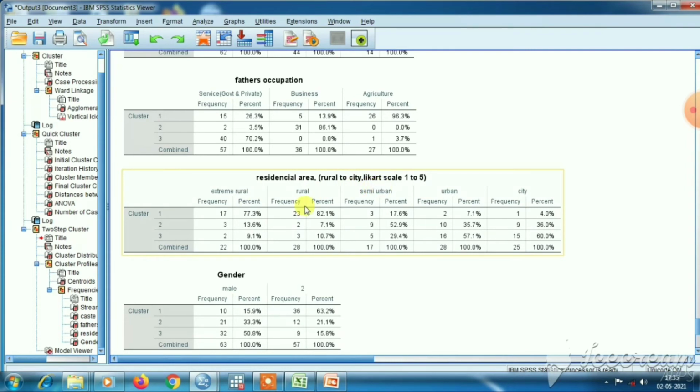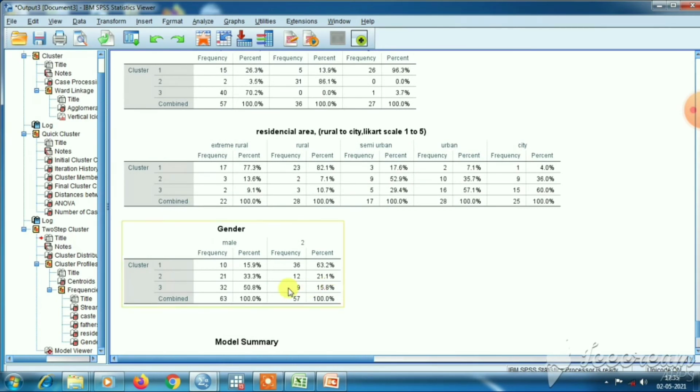Similarly, for residential area, from rural to city on a Likert scale, for extremely rural, cluster 1 has 77.3%, 13.6% in cluster 2, and 9% in cluster 3. Similarly rural, semi-urban, urban, city. So 60% of respondents in cluster 3 are from city areas. Similarly 57% from urban areas are in cluster 3.